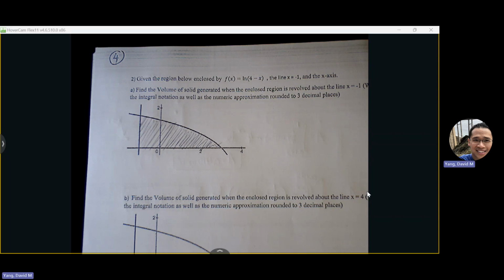This entire line, it's the y-axis. So the shaded region is going to extend all the way over.